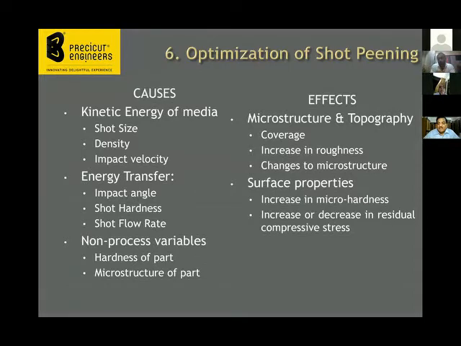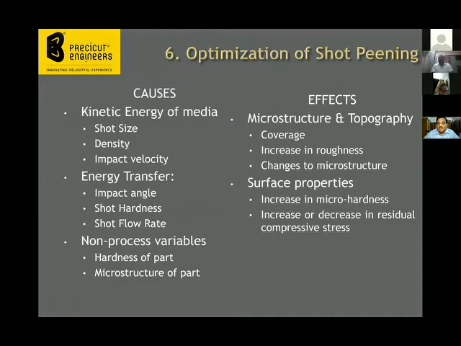The effect areas will obviously be the coverage, depending on how much coverage we want. With the increase in intensity, the roughness is going to increase. Now this roughness can be reduced by dual shot peening. Sometimes two-stage shot peening is done to reduce the roughness of the component after shot peening. And obviously there are changes to the microstructure and the micro hardness of the component.